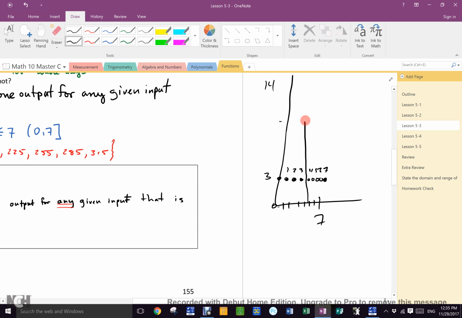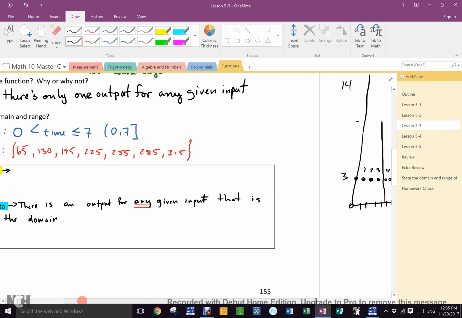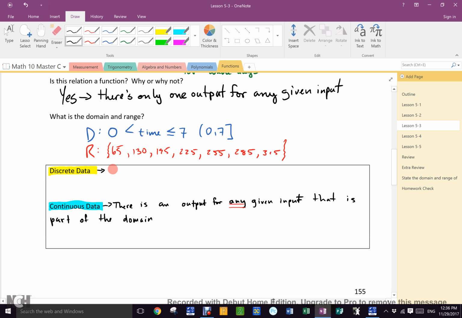There isn't one, is there? There is no dot there. So this would be discrete, because I cannot get an output for any inputs except 1, 2, 3, 4, 5, 6, 7. Do you understand now? Okay, so I'll ask again. What would discrete data be?